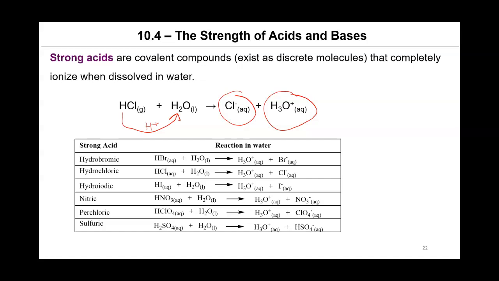So classic strong acids would be things like hydrobromic acid, hydrochloric acid, hydroiodic acid, nitric acid, perchloric acid, and sulfuric acid. And you see this happening in each case. A proton is transferred from the acid to the water, and it always generates the hydronium ion and an anion. And that's true for all of the examples given there. So the acid is completely converted into ions.